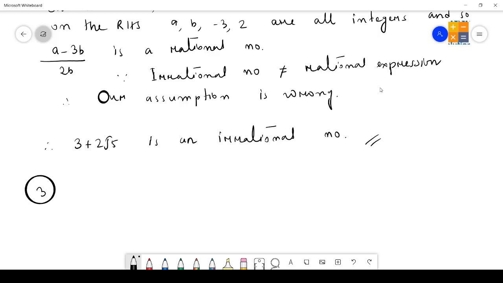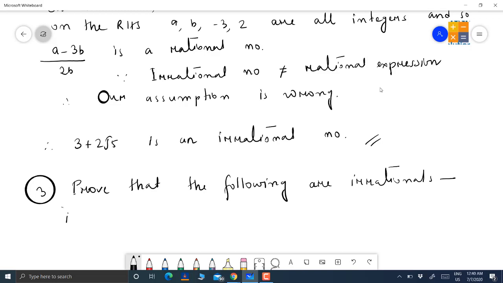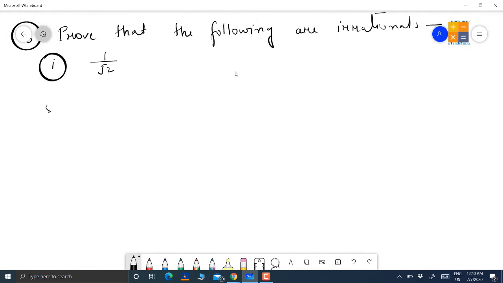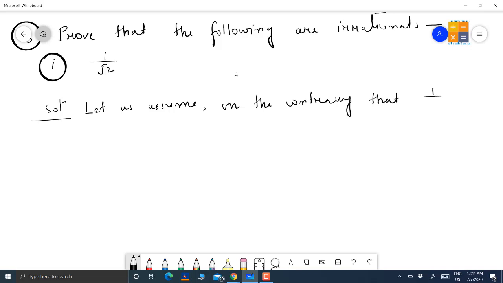Here goes question number 3. What is given here? Prove that the following are irrationals. Here goes the first question. 1 by root 2. Like the previous questions, here also the contrary part we have to assume. How we shall assume? In the solution we can write what? Let us assume on the contrary that 1 by root 2 is a rational number.